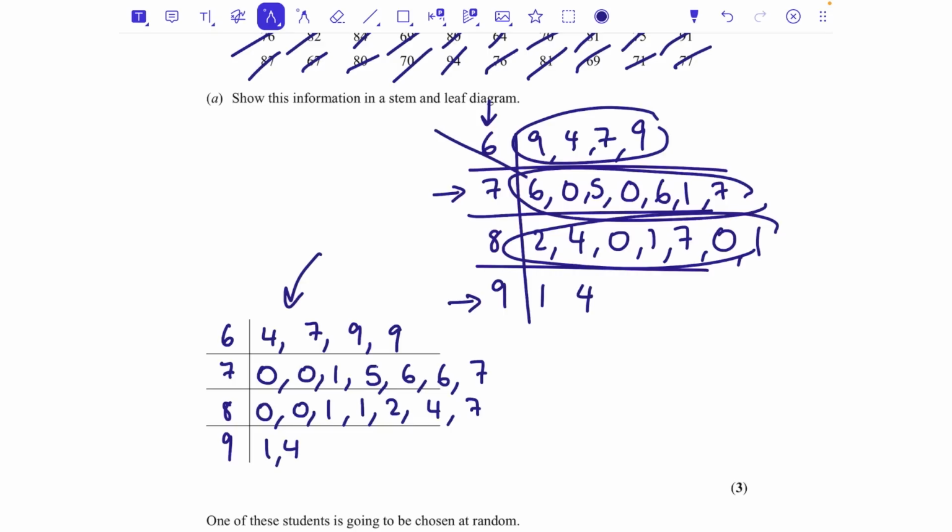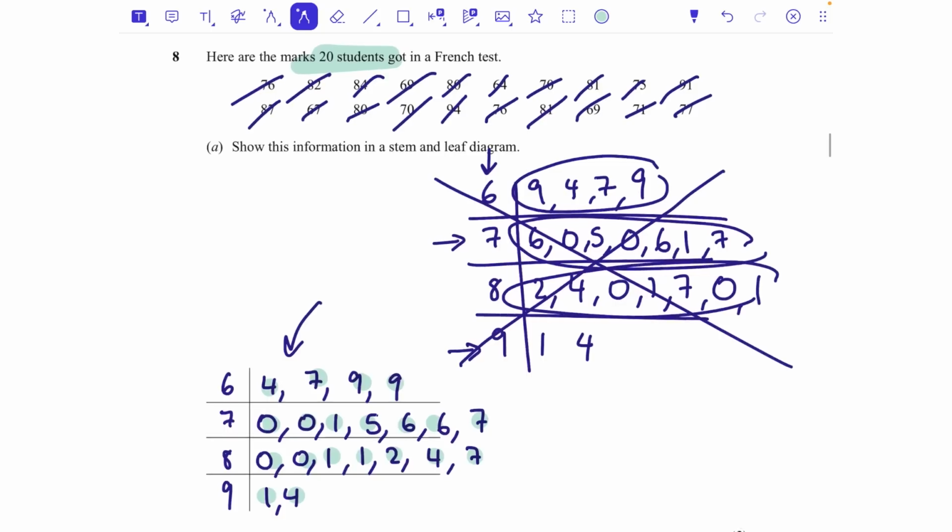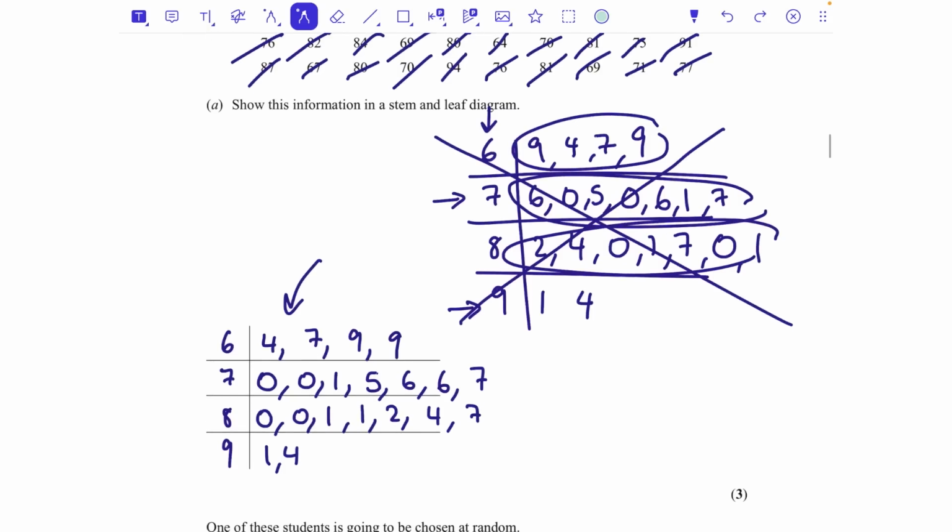I'm now just going to put a neat cross through this to show the examiner that's not my final answer, this is. And then I'm just going to count how many values. So 1, 2, 3, 4, 5, 6, 7, 8, 9, 10, 11, 12, 13, 14, 15, 16, 17, 18, 19, 20. And that's how many pieces of data we had in the beginning. So I know that I've done that correctly and I've got all of my pieces of data in. Always check that, because that's the first thing an examiner will look for, is if you've managed to get them all in and you've got 20 pieces of data there.